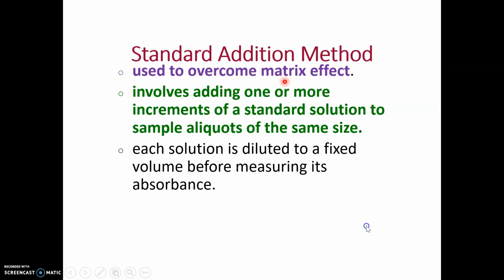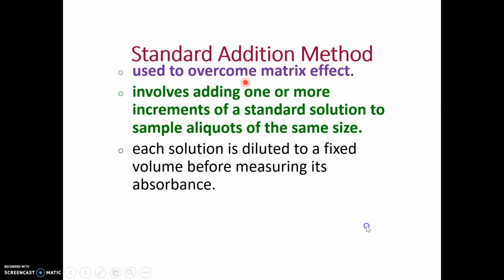So normally a real sample will have matrix effect. Matrix is the interference contained in the sample other than our analytes. For example, in river water, we might have many other things other than lead. Those things are called matrix.